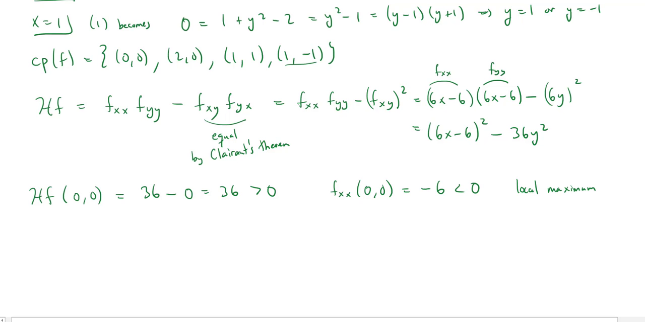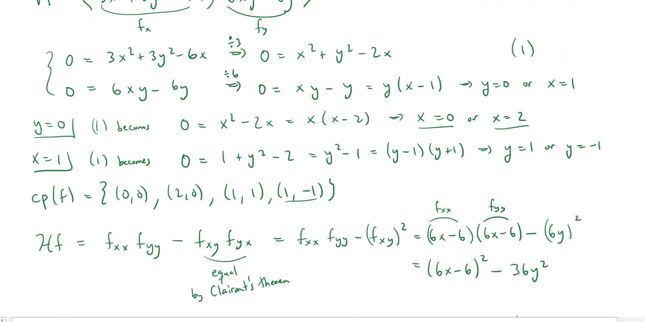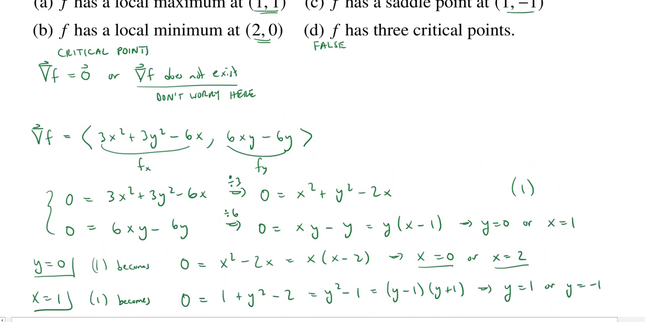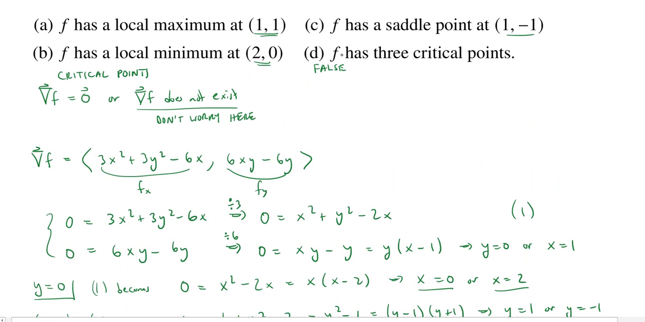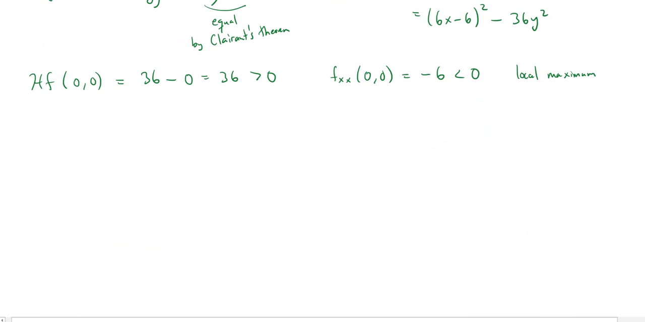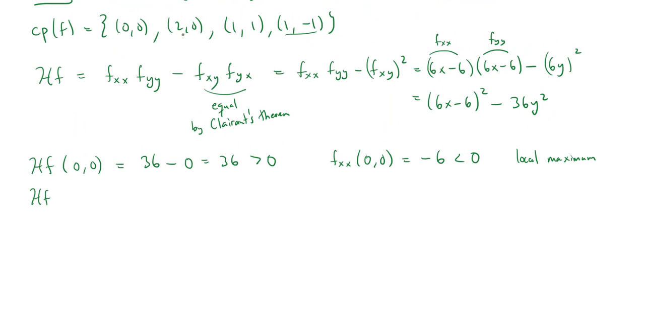Now, that's the good news. The bad news is, if we go back up to the problem, none of them are actually asking about (0, 0). So we're going to have to check all the other three. How about the next one? How about (2, 0)? Well, when x is 2, then we'll get 12 minus 6. 12 minus 6 squared is going to be 36 again. Minus, well, again, the y is 0. So it's actually, again, 36, which is positive.